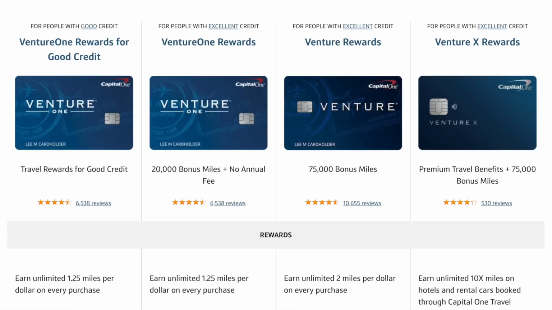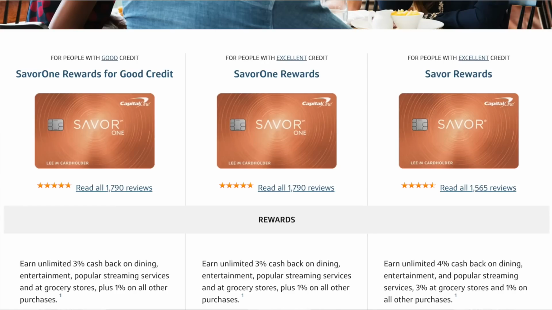But it also applies to the other Venture cards like the regular Venture Rewards with a $95 annual fee, also the no fee Venture One, and the Saver cards too, maybe even some others. So be on the lookout for this one for sure, especially if you're going for your second bonus on the same card. You want the 4 years to have passed.